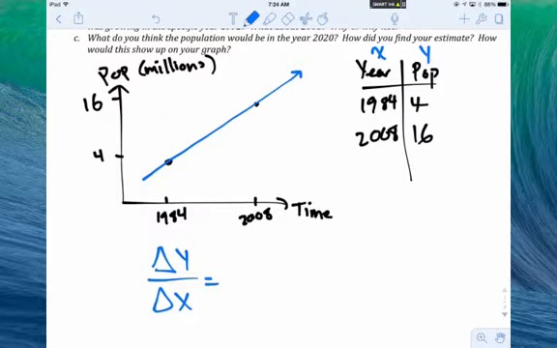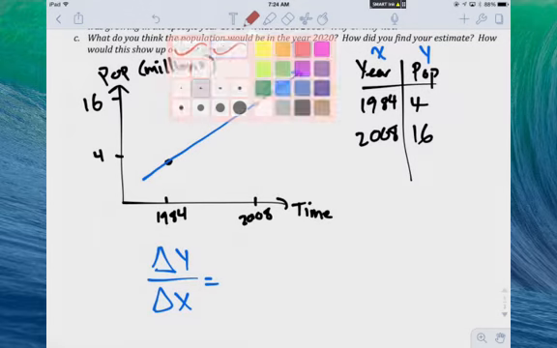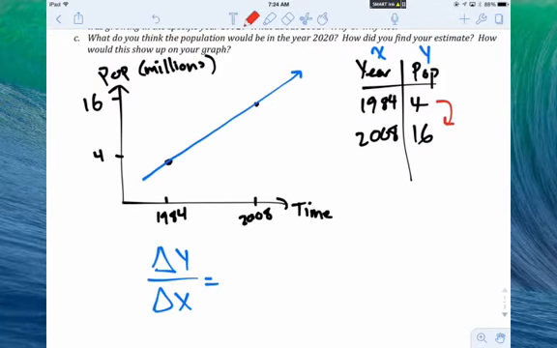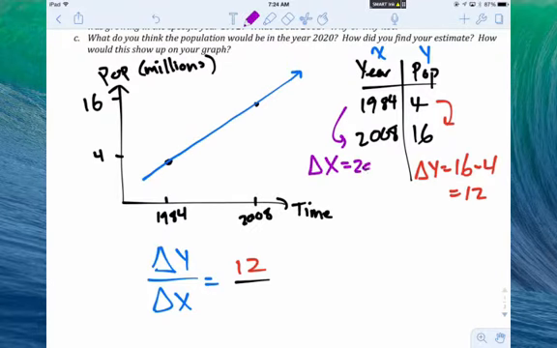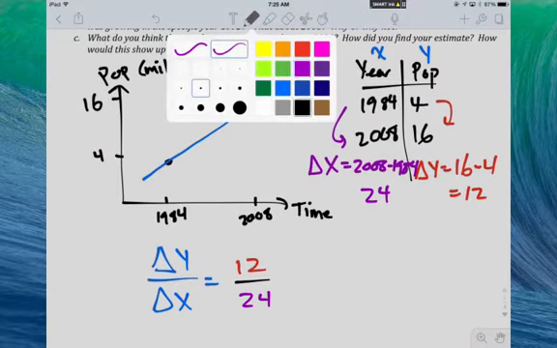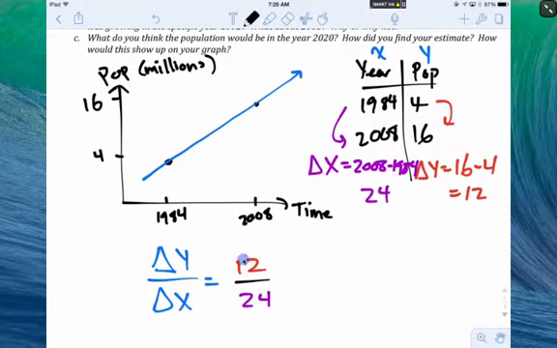Well, between 1984 and 2008, I think our population grew by 12. Our change in population was 16 minus 4, for a grand total of 12. And how long did that take? Is that 24 years? Let's find out. Our change in X is whatever we finished with minus wherever we started, so it's going to be 24. So in 24 years, the population grew by 12 million.